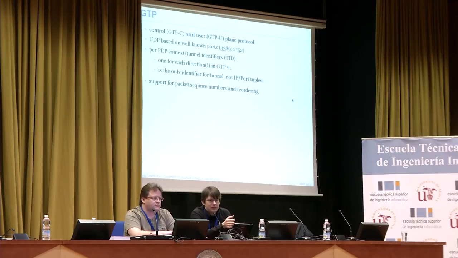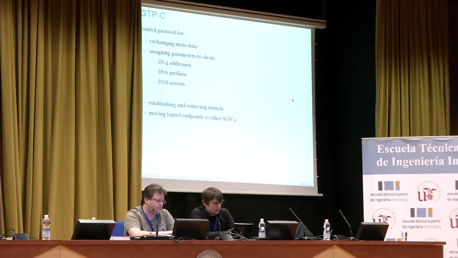And there's support for packet sequence numbering to enforce ordering guarantees, since it operates on top of UDP. There's some support for that in the protocol. So for the control plane protocol, you exchange some metadata, you assign addresses to both sides of the tunnel. You can specify the DNS servers that the mobile station should be using, so DHCP-like functionality, and you establish and remove those tunnels.